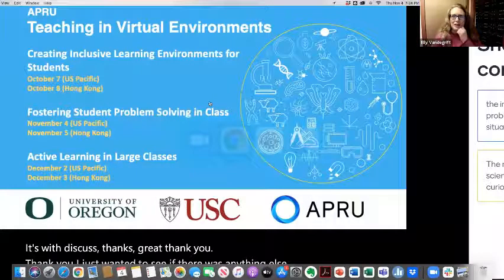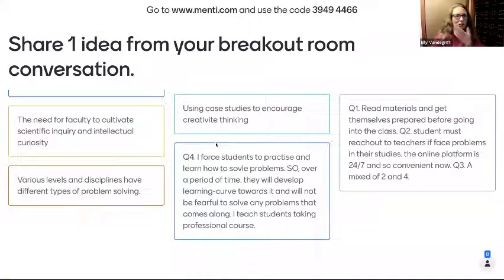Menti. There's a couple more things. Case studies, which we just heard. Various levels and disciplines have different types of problem solving. The problem solving that students need to learn. Have students read the materials and get themselves prepared before going to class.